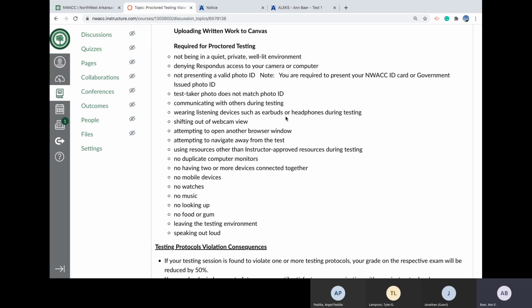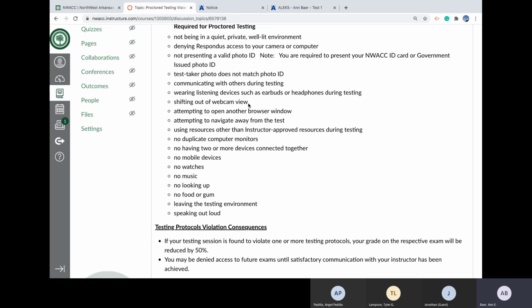Communicating with others during testing is not allowed. Wearing listening devices such as earbuds or headphones during testing is not allowed. Shifting out of webcam view.